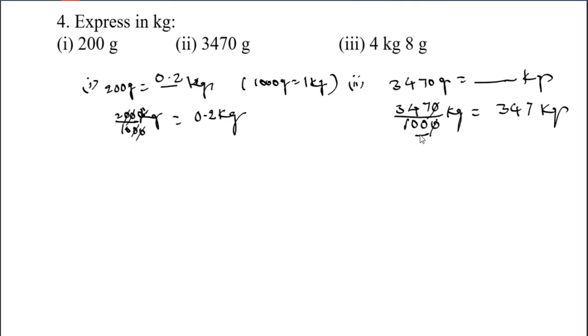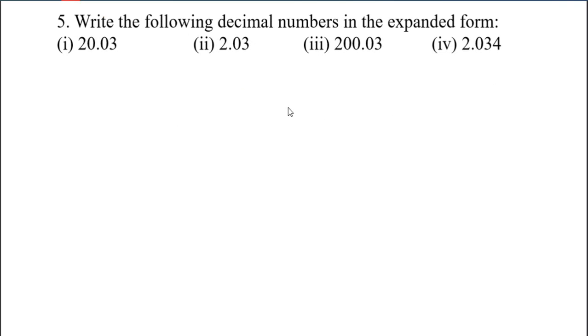In the denominator 2 zeros are there. Count 2 digits from the right hand side: 1, 2, put the point. That means 3.47 kgs, or 3.470 kgs we can write, anything. Now you do the third one as homework. Now come to the fifth one.